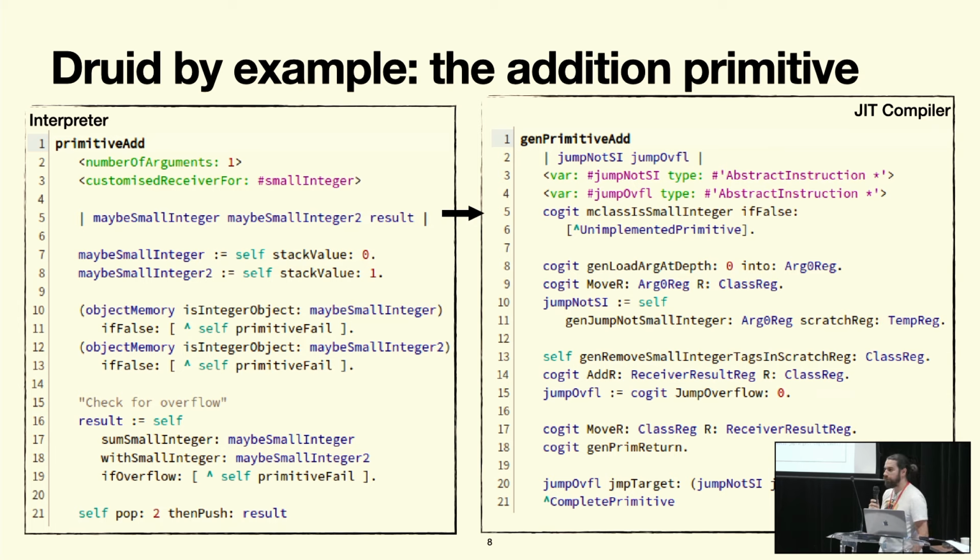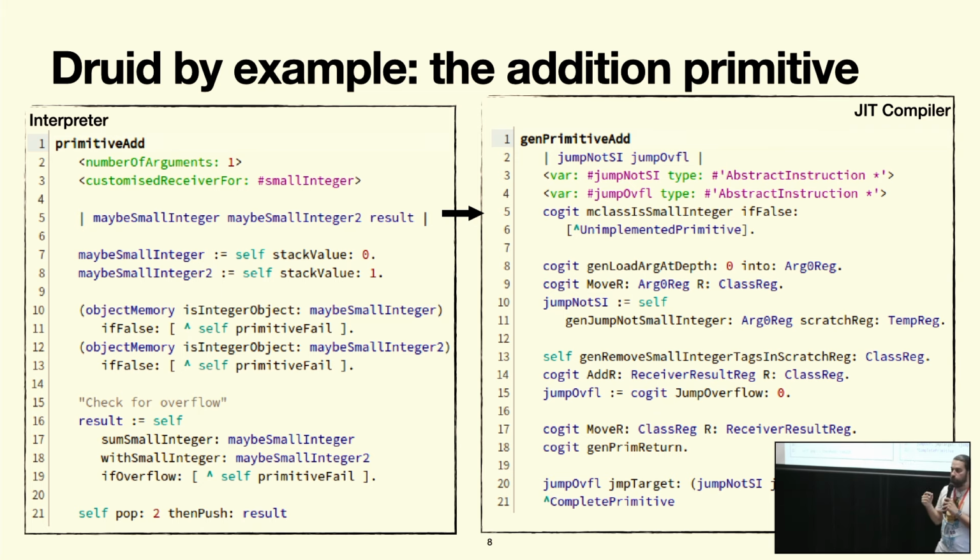Just so you get a feel for what this does, this is the interpreter version of the addition primitive. When you add two numbers, this is what it looks like in the VM. We take the things that are on the stack, we check if they are integers. If they're integers, we add them up, and we check if there's an overflow. We fail if there is an overflow, or we fail if some of the types are not the ones that we expect. If everything is okay, we push the result to the stack.